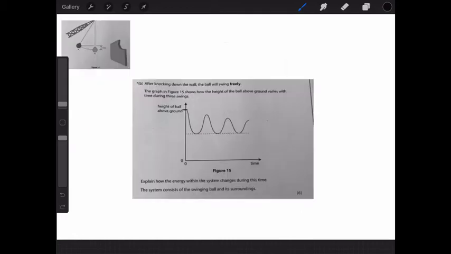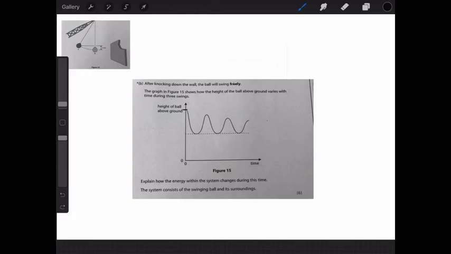To answer this question, I have included both figure 15, the question, and figure 14 here because I'm going to link the two first. In trying to get my head around what this question is about, I've got to remember that this is part B of a bigger question, and so it links back to what the question started all about, this ball swinging from a crane to knock down a wall. After knocking down the wall, the ball will swing freely. So the ball is going to swing forwards and backwards and forwards and backwards, and it's going to keep doing that until it stops swinging.